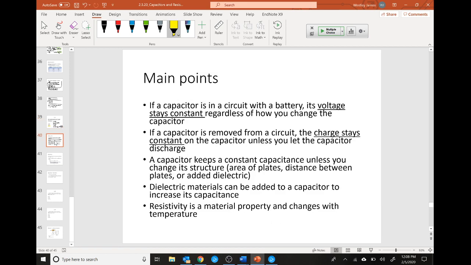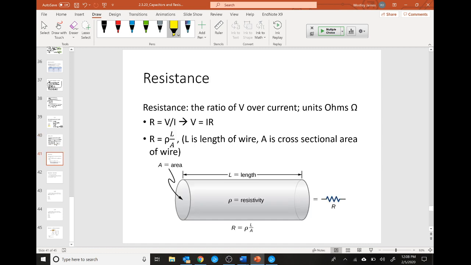Okay. This is not where I want to be with that. Okay. I'm going to go ahead and move into resistance.